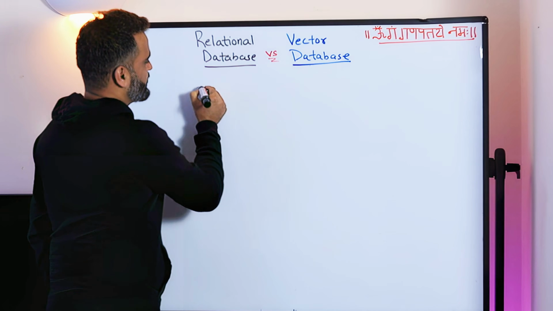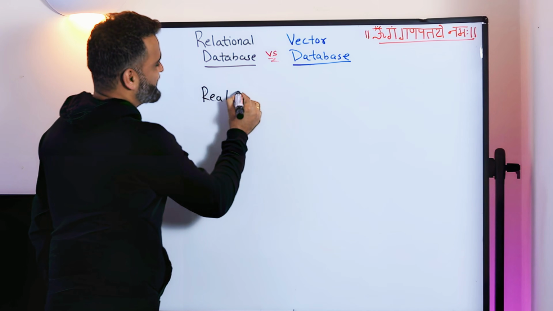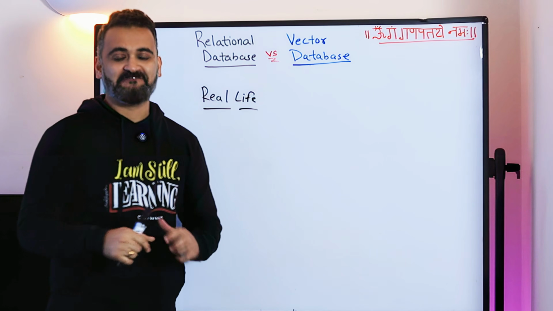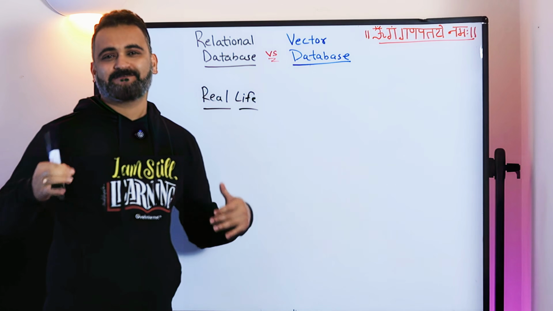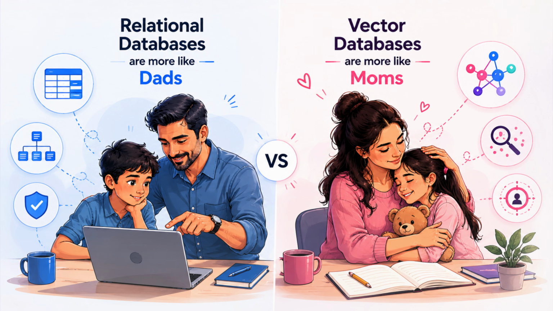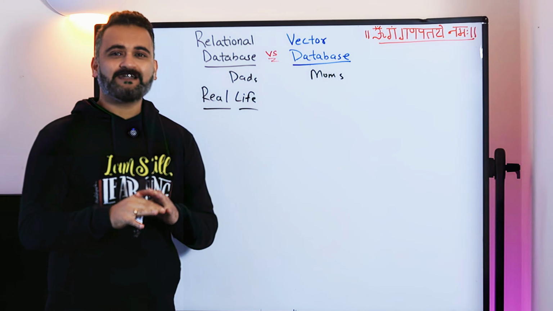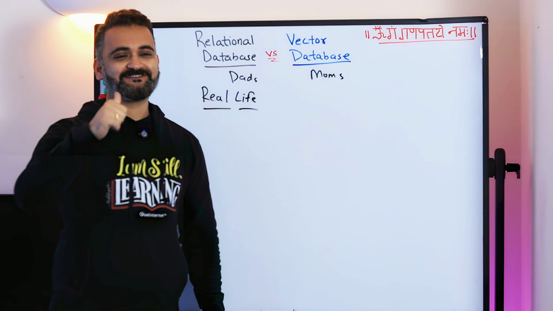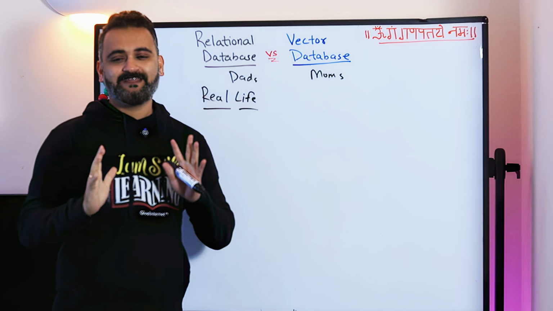So let's take a real life example, okay? And I find it quite funny, and don't judge me on this example. This example can hurt a few people, but I feel that relational databases are more like dads and vector databases are more like moms, okay? Why I'm saying this? Because dads are, and not all dads, okay? So if you're a dad, I'm also a dad, okay? So no offense, but we are very direct.